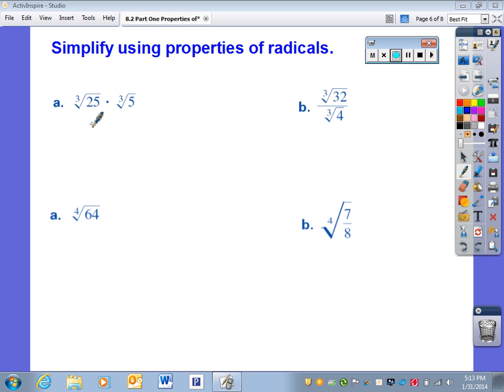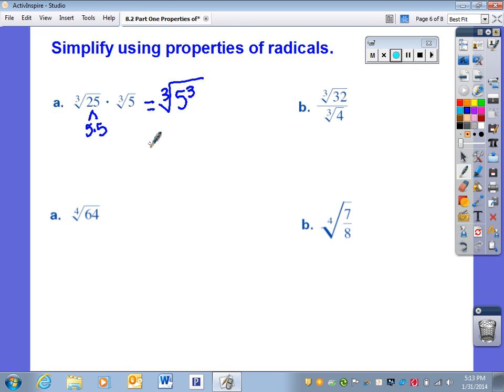So in the first example, we have the cube root of 25 times the cube root of 5. So if we remember using prime factorization that 25 is 5 times 5, which would be 5 squared, and then we have another 5, this means we would have the cube root of three 5s, which is 5 to the 3rd power.